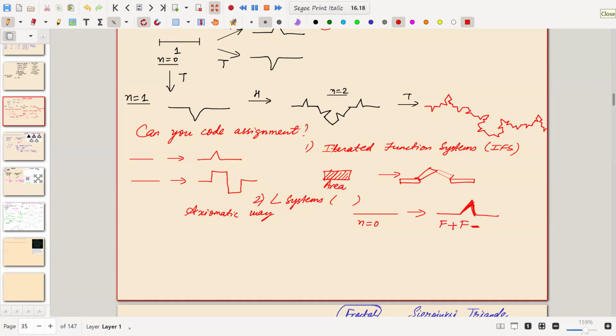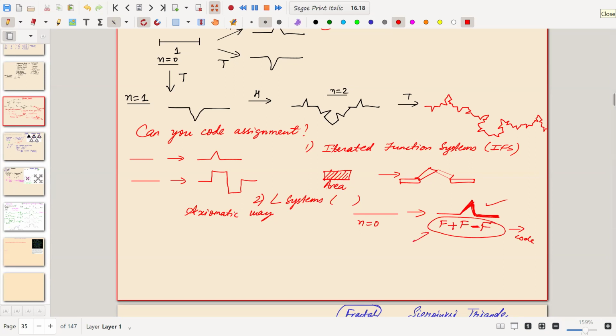So it is bent down, and again F. So move forward, right? If you feed this code to the computer, it will make this figure for you. You can learn more on these L systems. I will not go into detail.